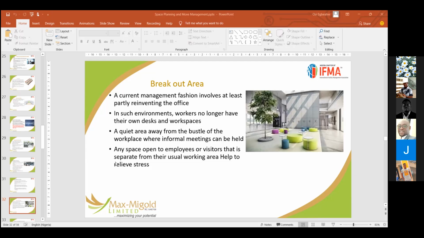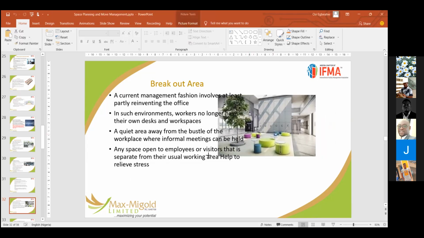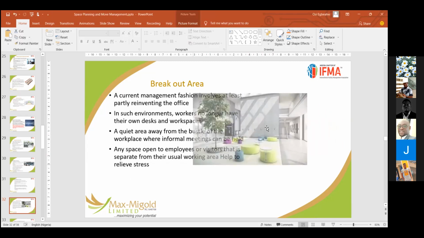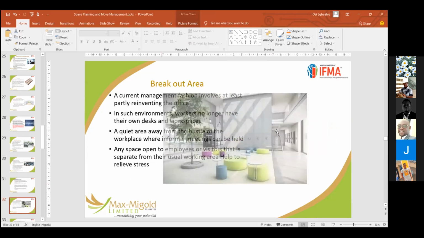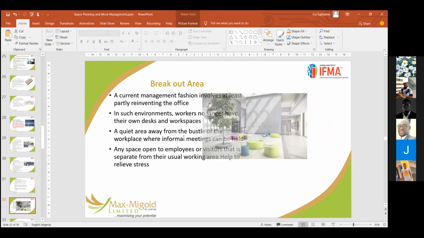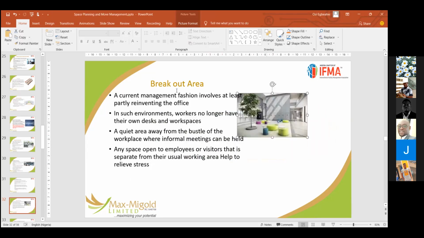Any space open to staff or visitors that is separate from the usual work environment or working area helps to relieve stress. The picture you see here on the side is an example of a breakout space where you could just sit out, have meetings, have coffee, and also relax. Just carry your laptop or your devices and do some work in that space.